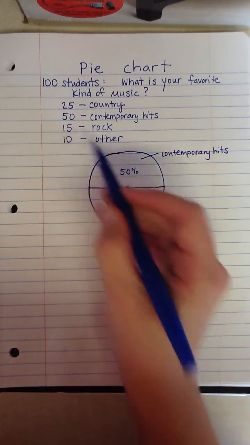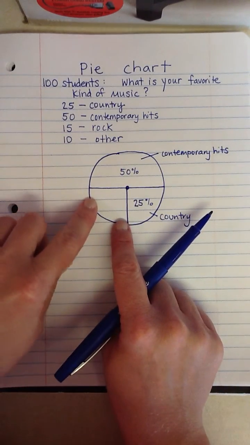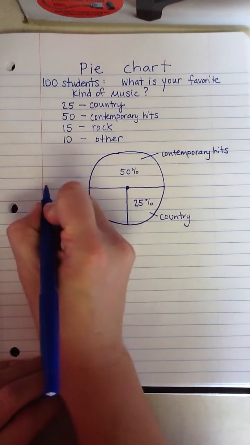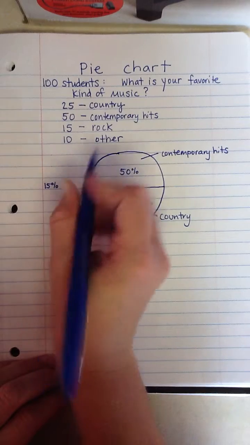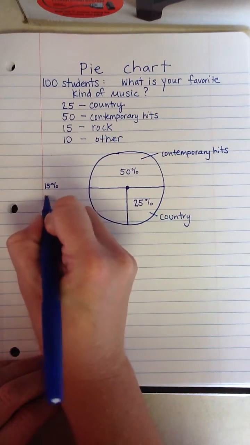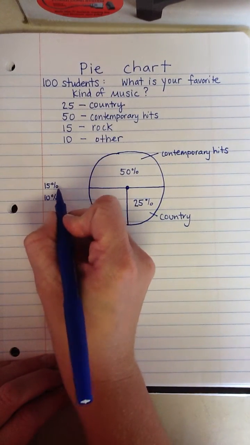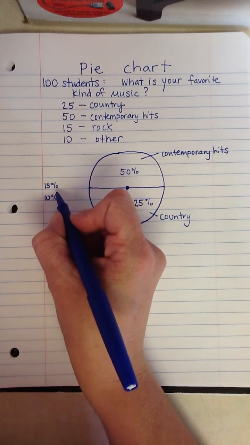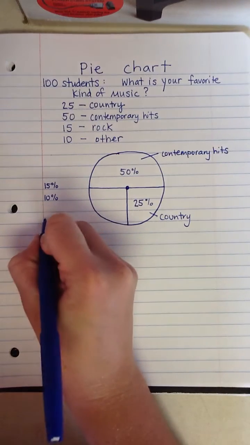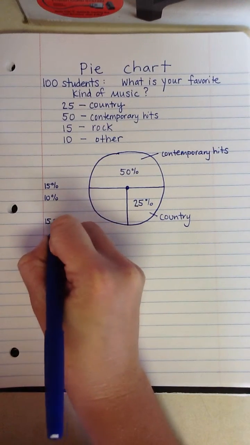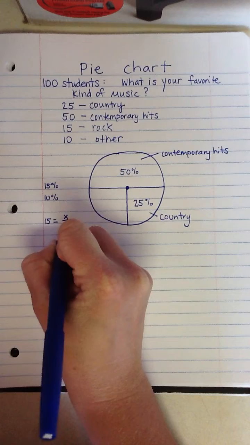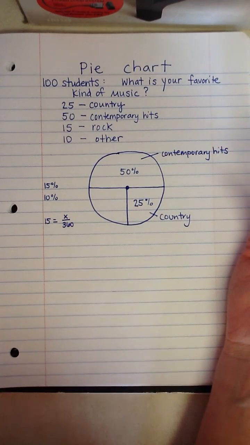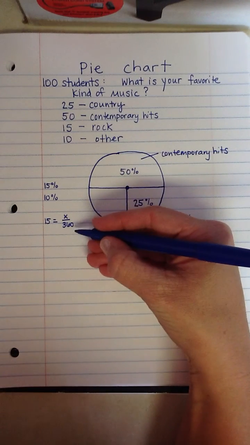And now 15 and 10, it's kind of hard for me to determine. I mean, if you really wanted to get technical, you could say, well, 15% of the circle should be rock, 10% should be other. And now you could take this 15% and figure out what the degrees should be in a circle. So you could do 15 is equal to some amount of degrees out of 360. Now if you had a protractor, you could figure that out, but I don't have that with me right now.